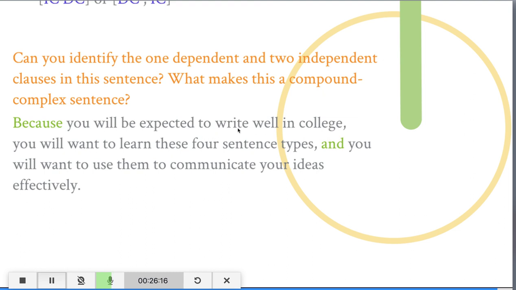Because you will be expected to write well in college, comma, now my independent clause: you will want to learn these four types of sentences. If I want, I can change this to a period. But no, I want to continue this idea. It's more complex. So, FANBOYS, comma, and you will want to use them to communicate your ideas effectively.